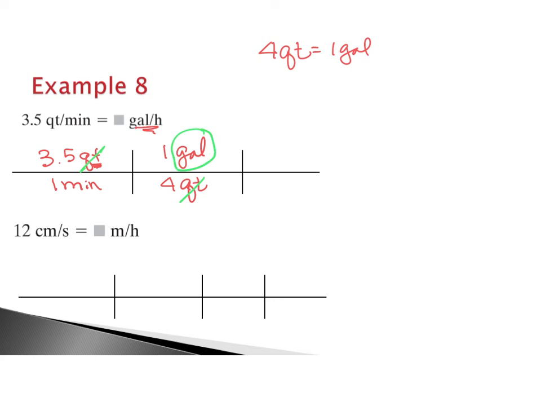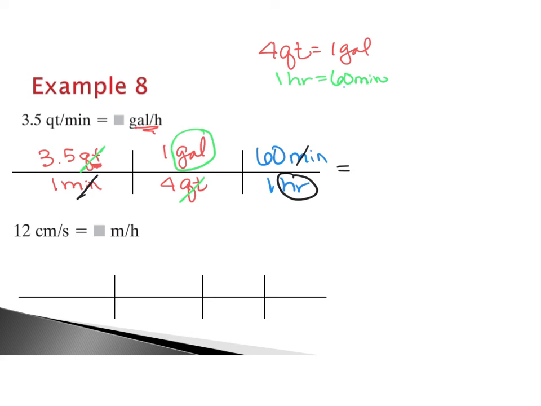Now I need to adjust my minutes. And we said that 1 hour was equal to 60 minutes earlier. So because I have minutes on the bottom, I have to have my minutes on the top. So I'm going to place that 60 minutes on the top and my 1 hour on the bottom. My minutes are going to cancel and I'm going to be left with hours, which is the unit that I want. And I'm now going to go ahead and multiply.